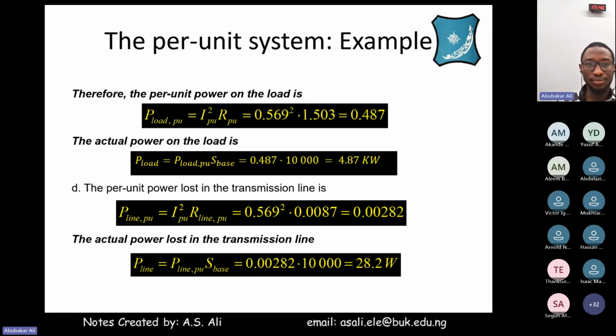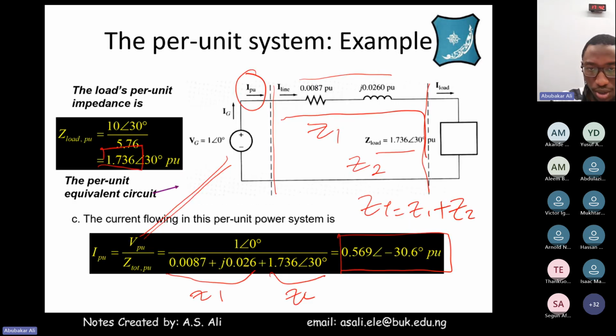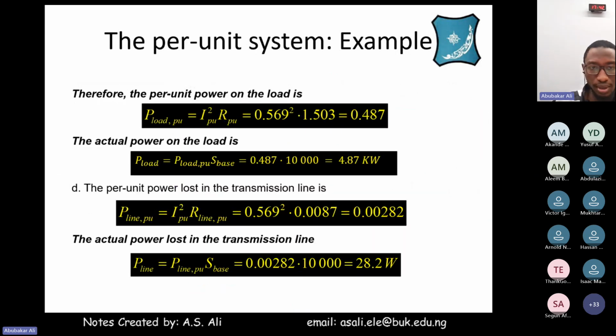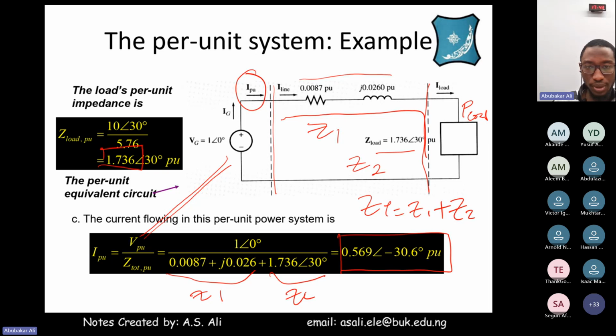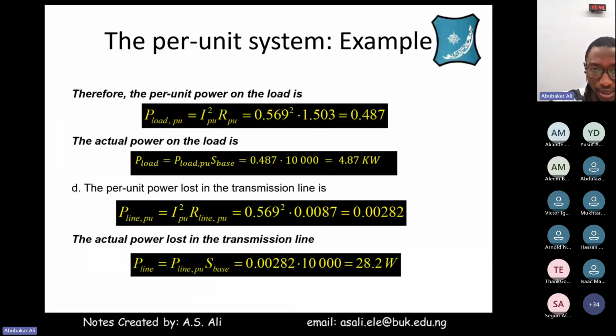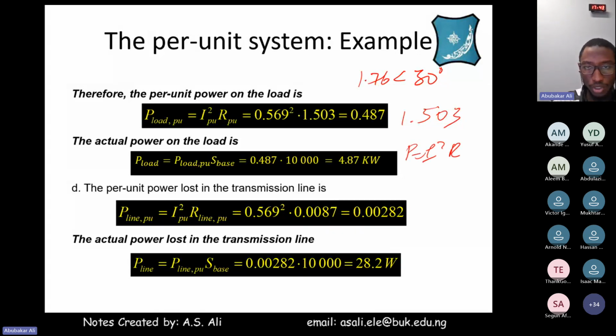So now what about the power? The per unit power in the load, P load, in per unit terms. Since we know the current is 0.569, square it and then multiply it by R per unit. How do you get R per unit? This impedance is 1.736 angle 30 degrees. You can convert this to Cartesian format, and the real part is 1.503. So that is the R, right? P equals I squared R. We know the I, we multiply by the R, which is the real part of the impedance, and this gives us 0.487.